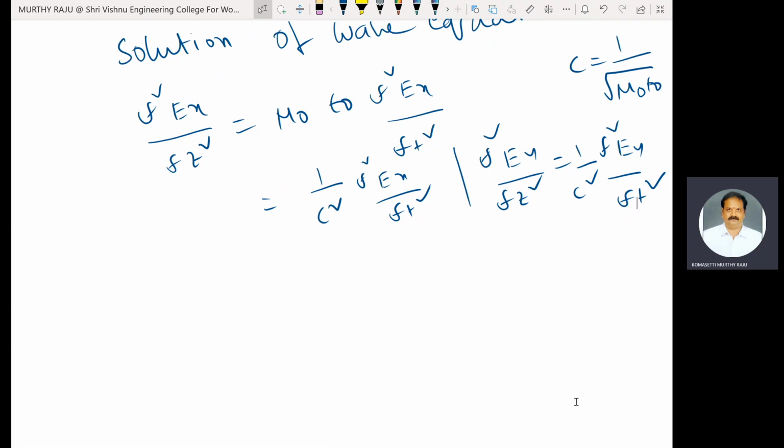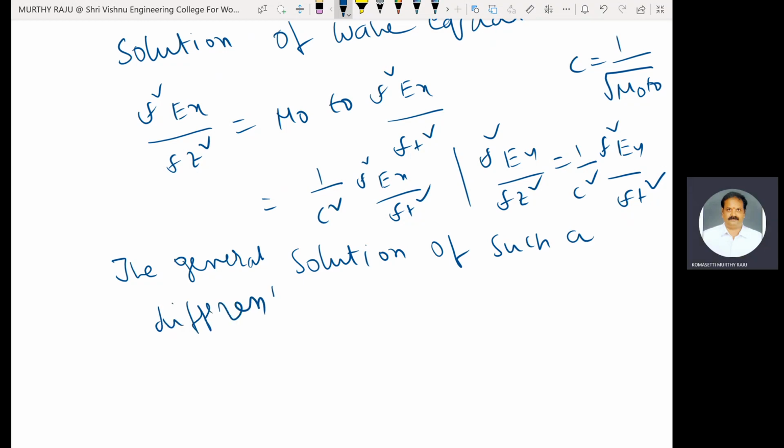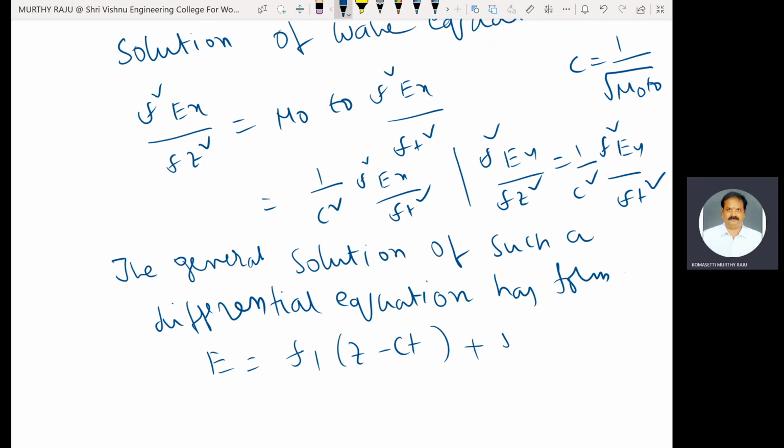The general solution of such a differential equation has the form E is equal to, considering electric field only here, f1 of (z minus ct) plus f2 of (z plus ct), where f1 and f2 are any arbitrary functions of z minus ct and z plus ct.